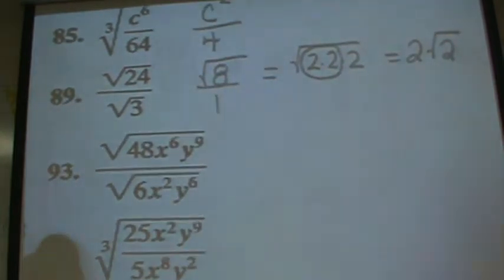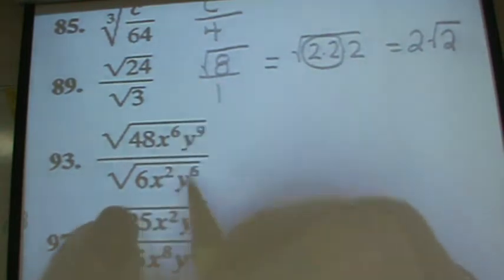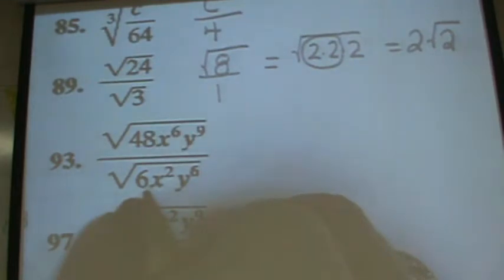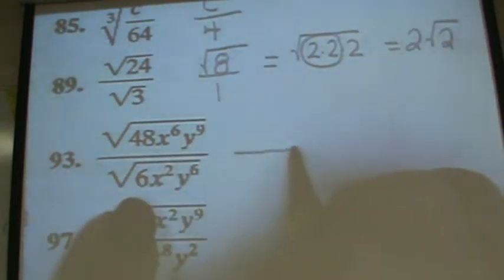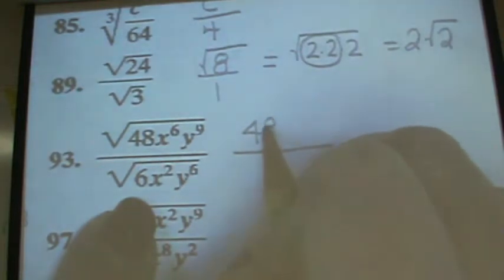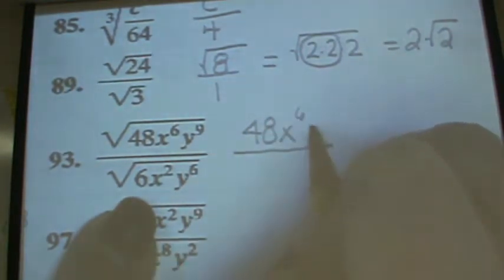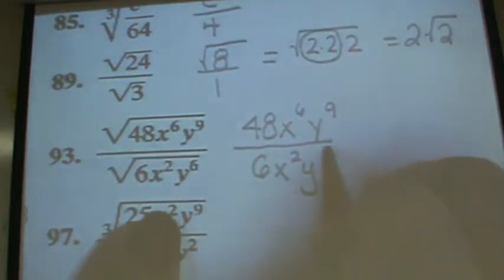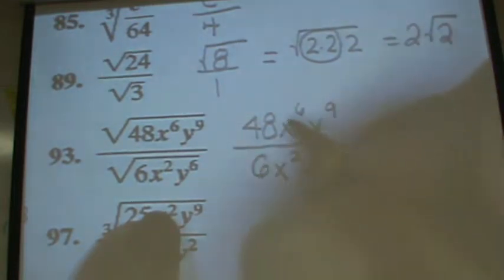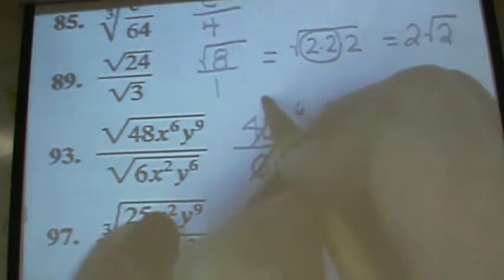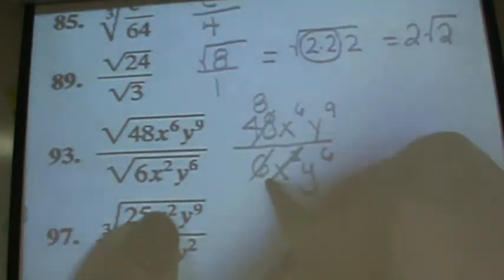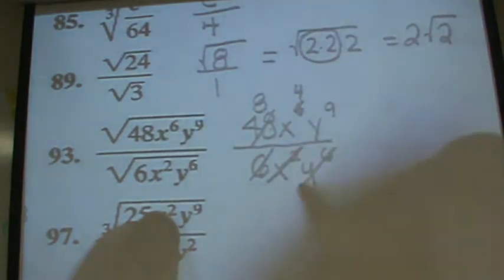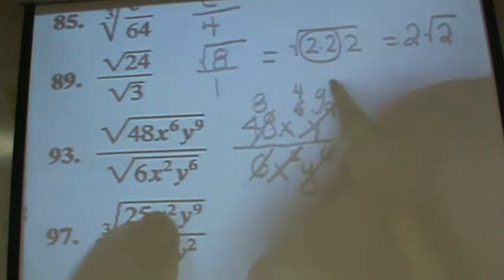93, this is nice because you can cancel, they're both square root. So think of it as a fraction. If you had 48 x to the 6th, y to the 9th, and then 6x squared y to the 6th like we had in the last chapter. 6 goes into 48, how many times? That would be 8. And then these two x's cancel with 2 here. And 6 of these y's cancel with 3 of them here. So you have y to the 3rd.